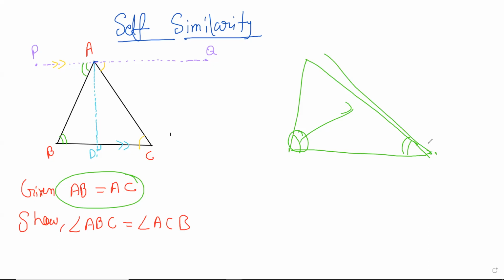No, that's right, I understand your point. Because AB and AC are equal, these two angles should be equal, because if this angle was bigger, then AC would be bigger. Right, that's right. ACB, I agree with you.